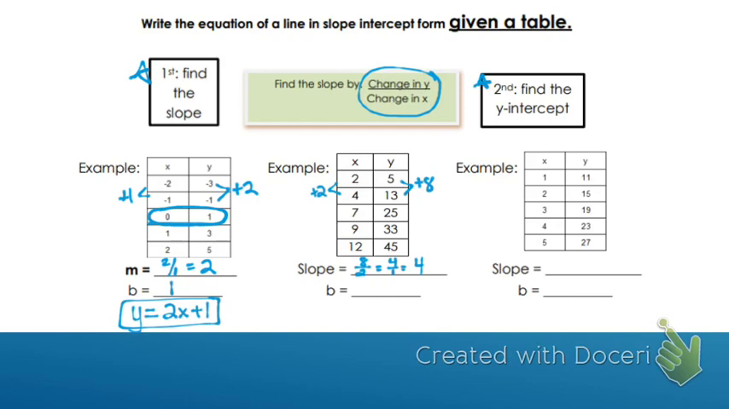And then I can go backwards and do my pattern. So I can subtract 2 to get to 0, and then subtract 8, and 5 minus 8 will get me to negative 3. So my y-intercept is going to be negative 3. So now my equation would be y equals 4x minus 3.